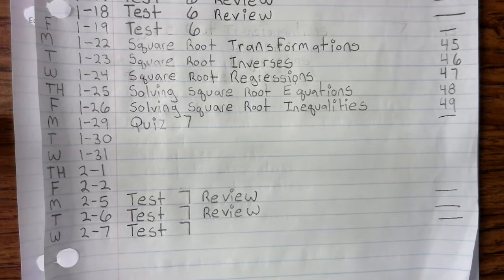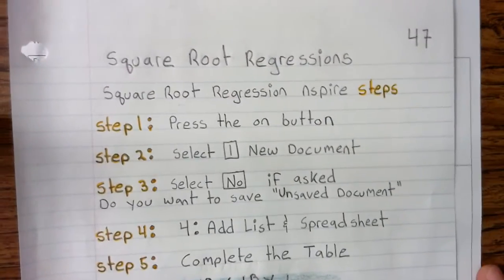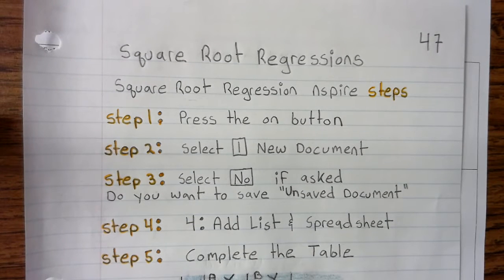Okay, Wildcats, today we're looking at Wednesday, January 24th, square root regressions on page 47. If you would, pause a moment and update your table of contents. All right, now your table of contents are updated. Let's take a look at the notes. All right, square root regressions on page 47.